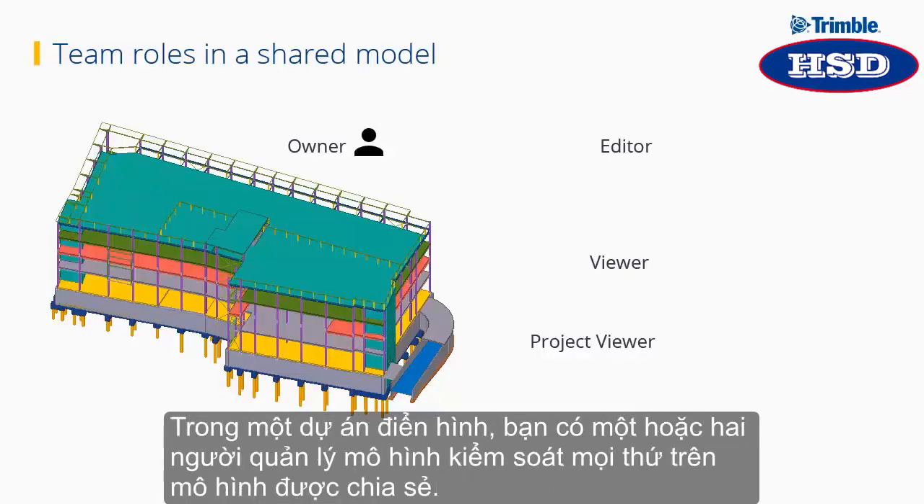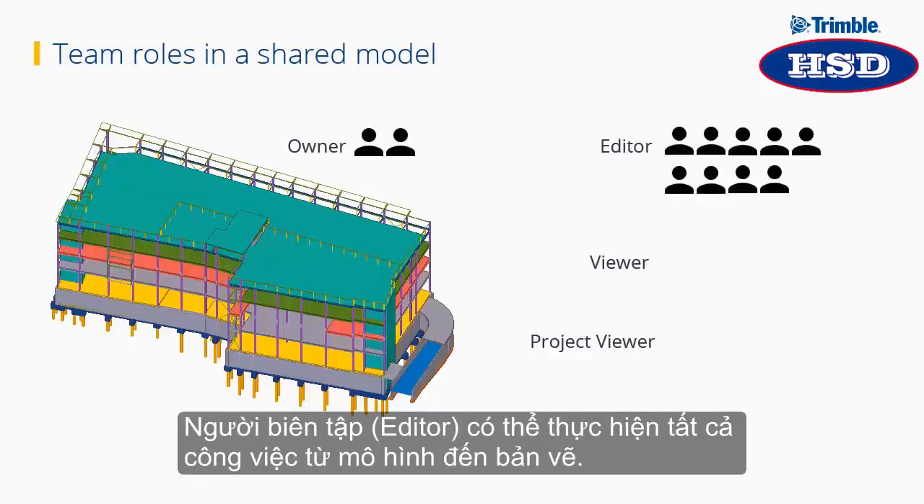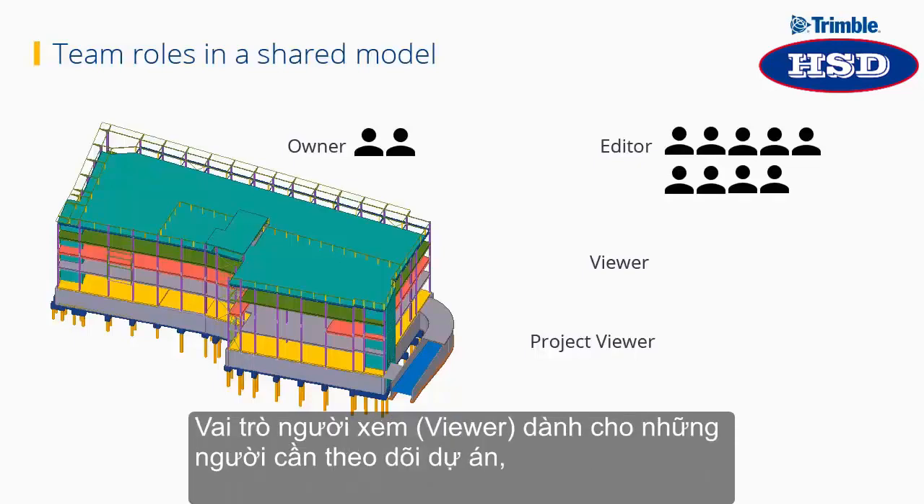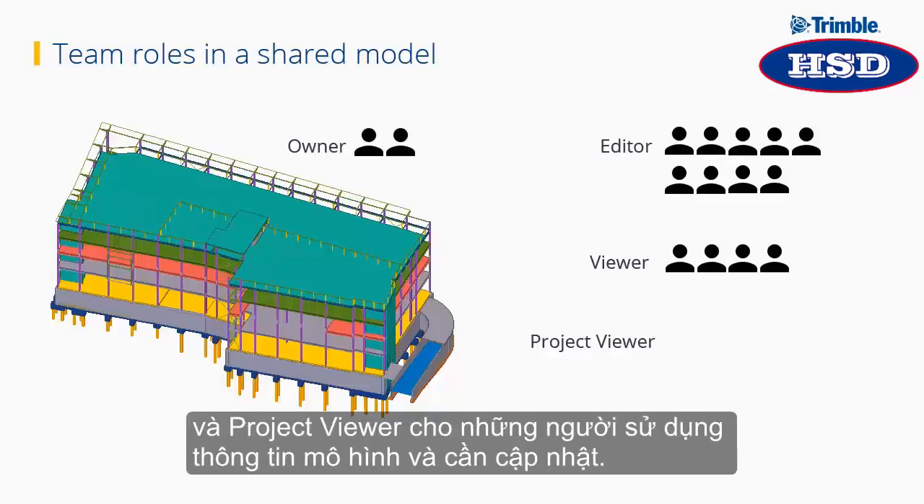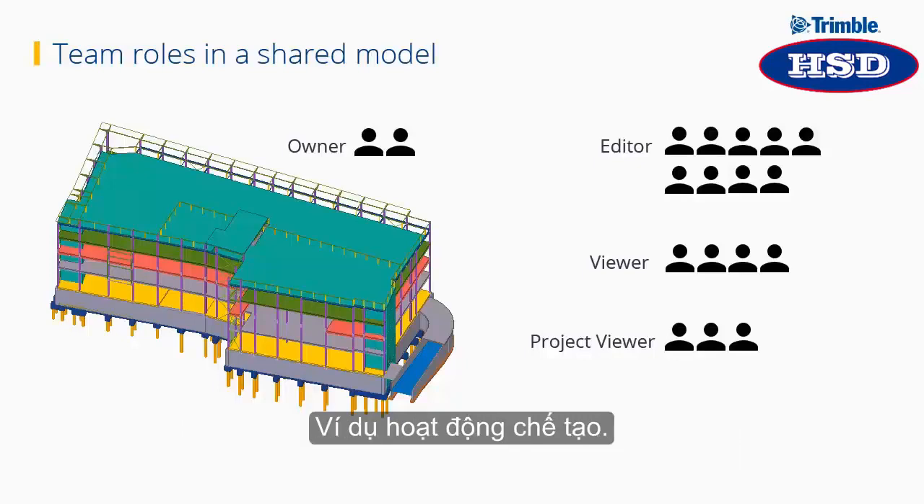In a typical project, you have 1 or 2 owners who can control everything in the shared model. Editors can perform all work from modeling to drawings. Viewer role is targeted for those who just need to follow up on the project, and project viewer for those who use the model information and need to update, for example, the fabrication status.